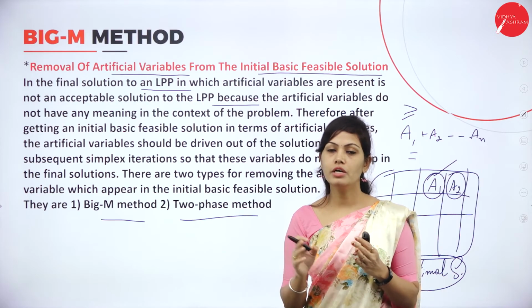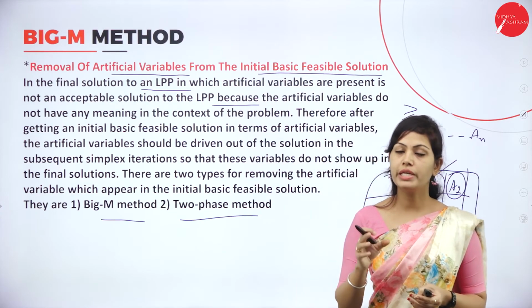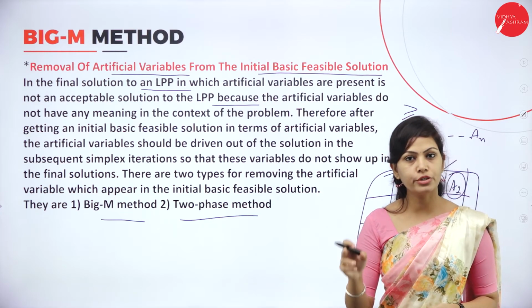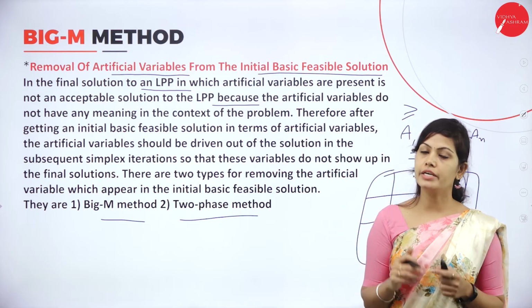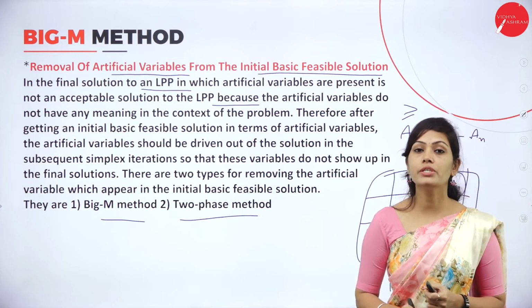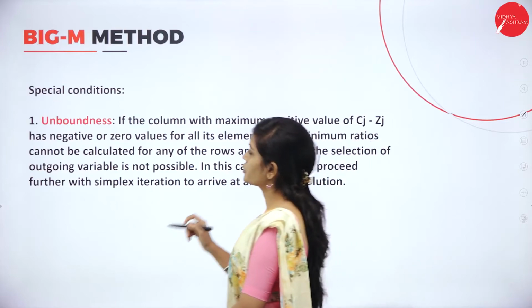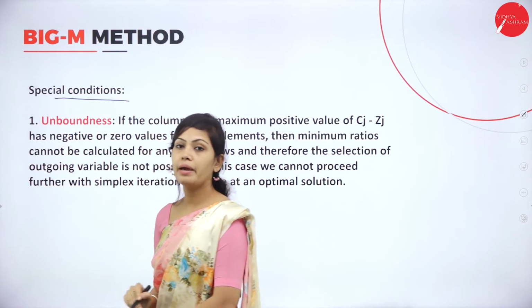So this is your concept. How to delete these artificial variables? By using the Big M method and the two-phase method, we can delete them for getting the initial basic feasible solution. And the next topic is special conditions in the Big M method.